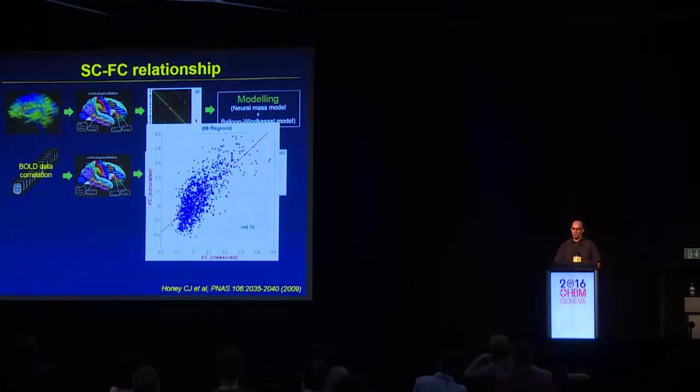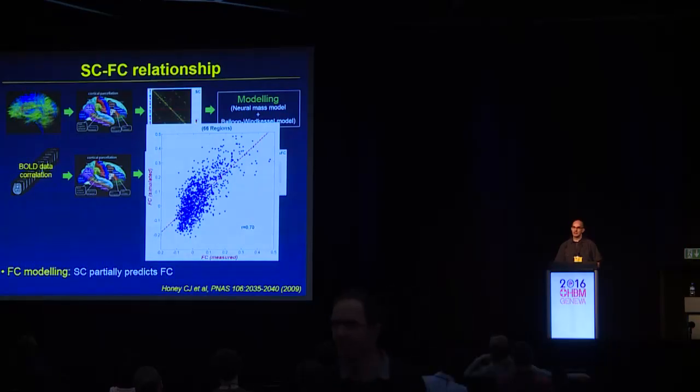And what they found, again, plotted on the y-axis is the simulated functional connectivity, and the x-axis is the empirical functional connectivity, and they found a high correlation. Once again, this is only for looking at the edges that had a direct link, direct structural connectivity. So once again, what they concluded is that this modeling confirms that to some extent structural connectivity partially predicts or informs what functional connectivity can be.